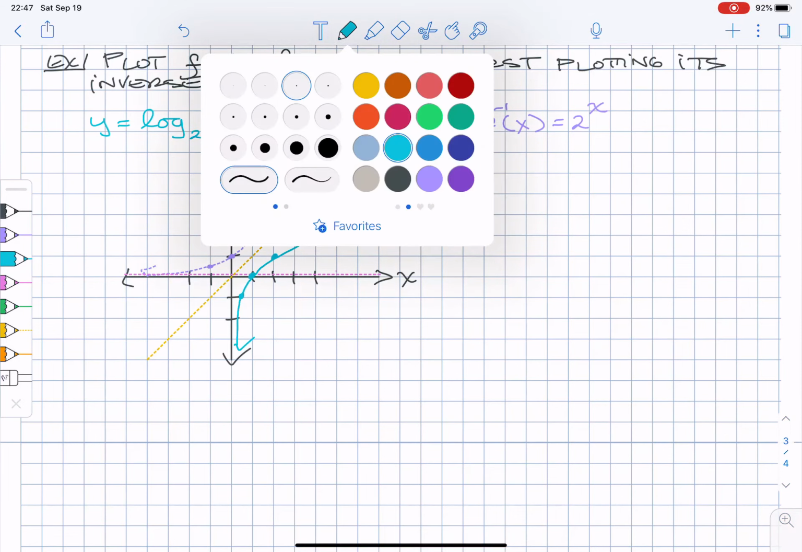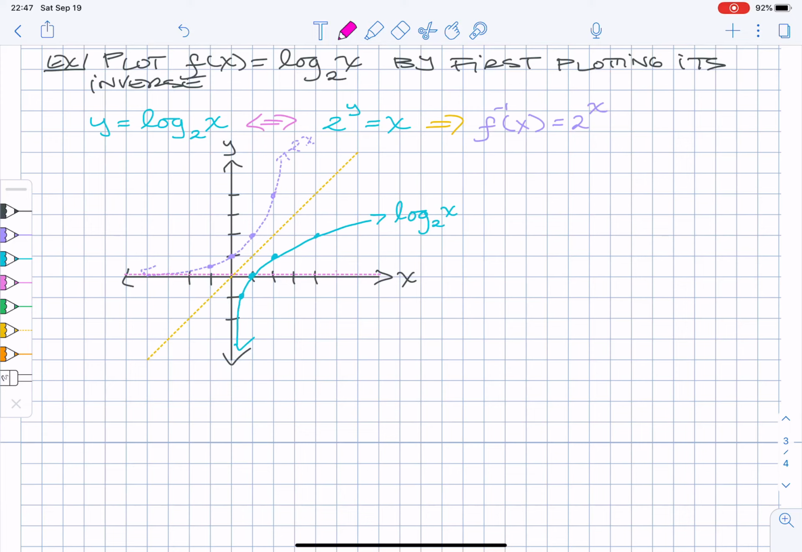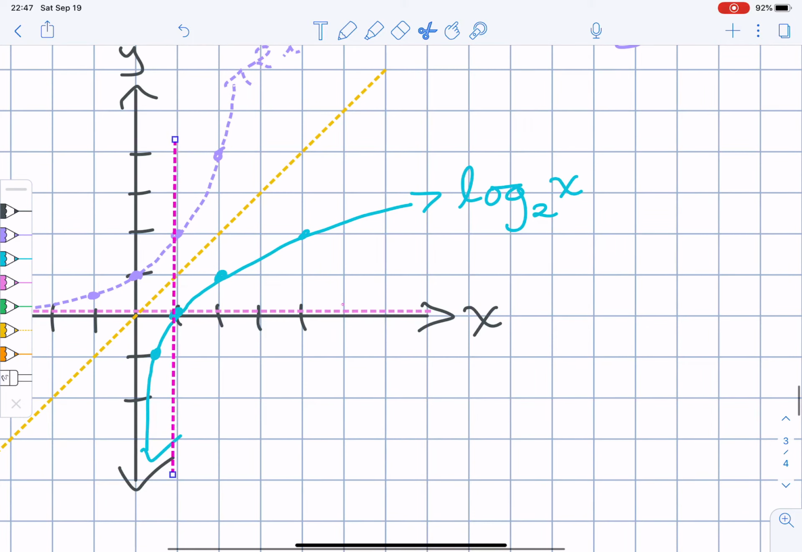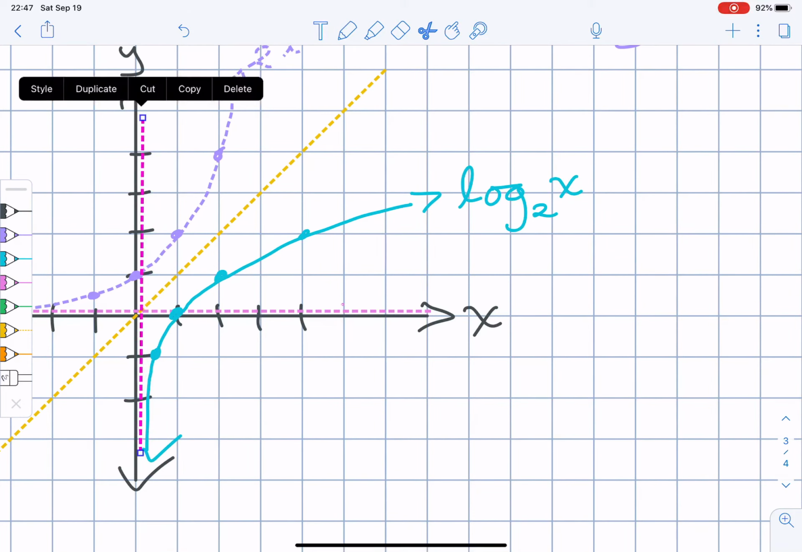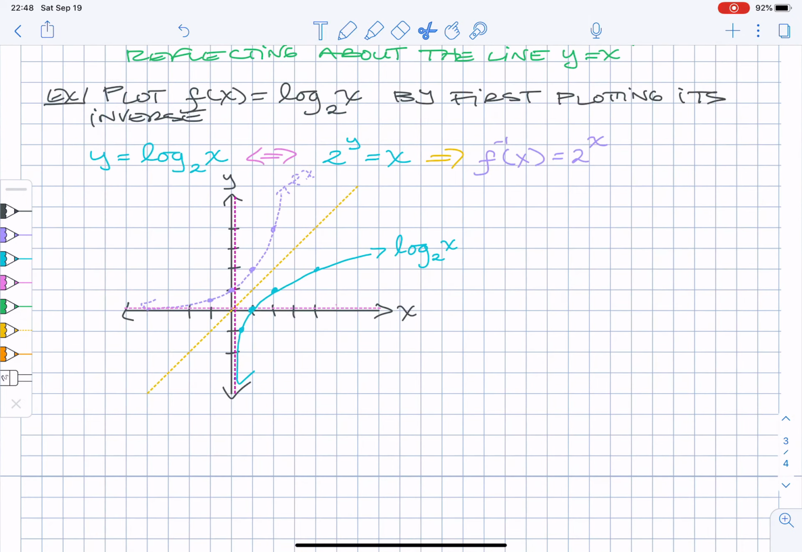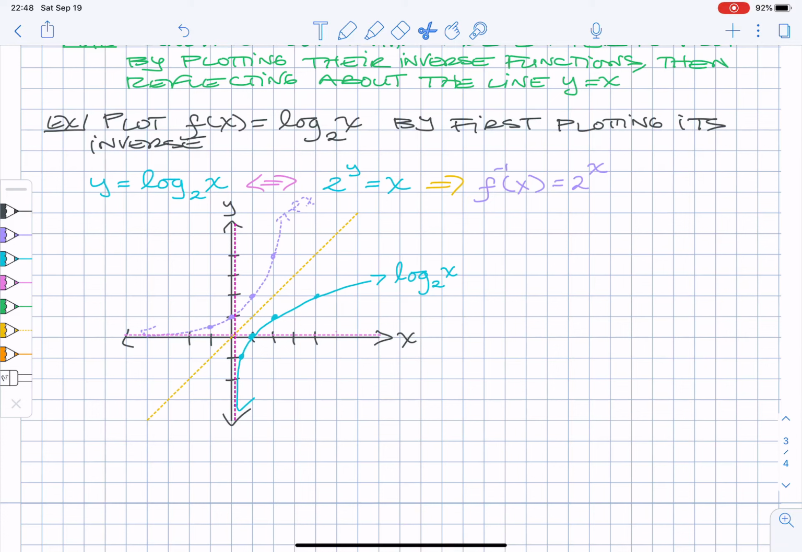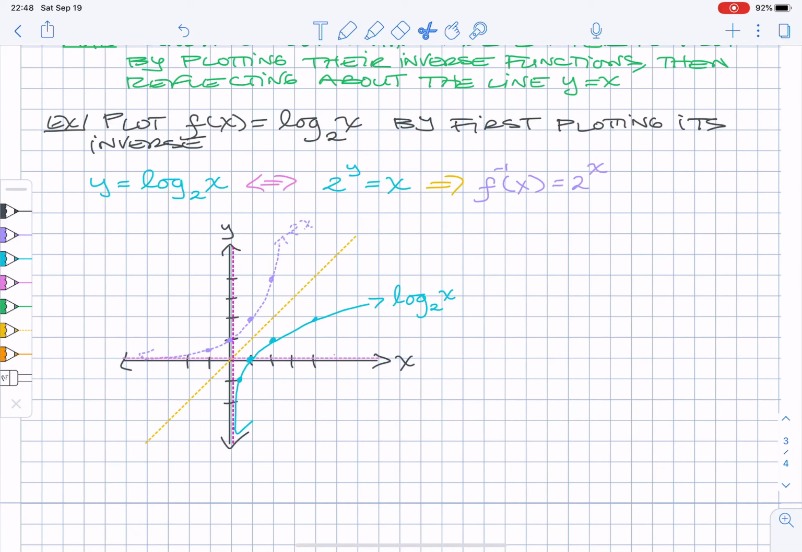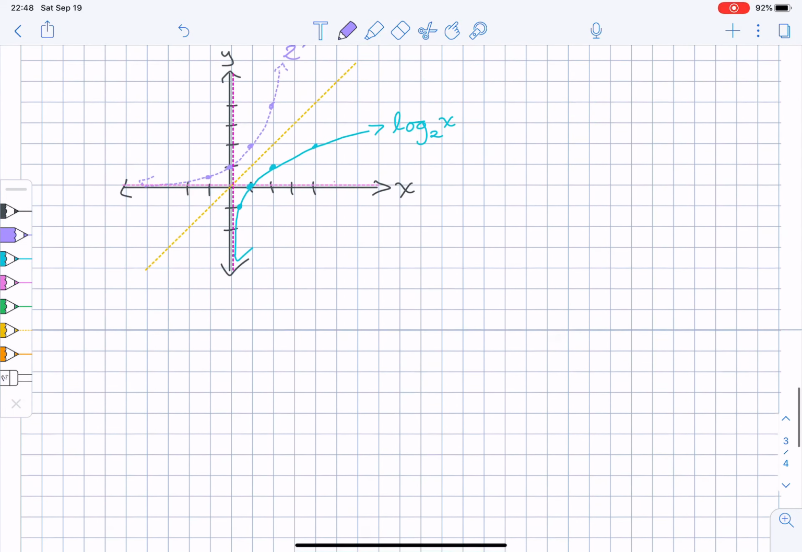So notice that my asymptotes change positions. Instead of a horizontal, I now have a vertical because I've swapped every x and y. Okay, so there we are. That's one way to plot a logarithmic function, which might be easier. Move this down just a bit. What I think I'm going to do also is write this 2 to the x in solid purple. Okay, hopefully that makes sense. Okay, so moving on, let's recall.